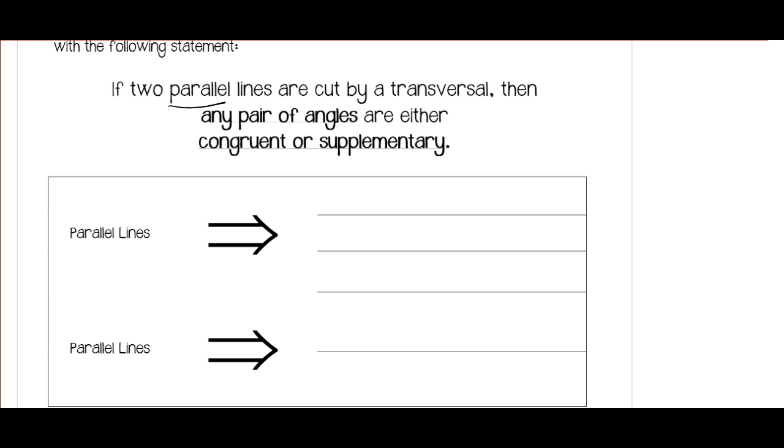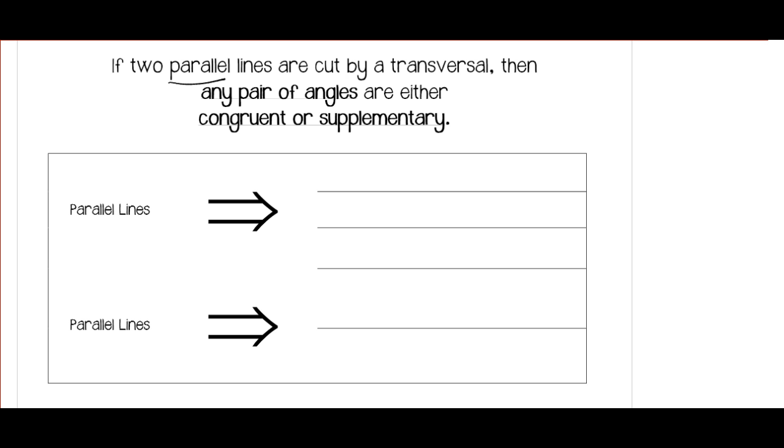Now, some of these pairs may not be the special types that we've been talking about with regard to two lines cut by a transversal. For example, they could be vertical angles, in which case we know they're congruent because vertical angles are congruent, or they could be adjacent angles, and we know that if two angles form a straight angle, they're supplementary. But basically any two angles that you could pick, they're going to be either congruent or supplementary.